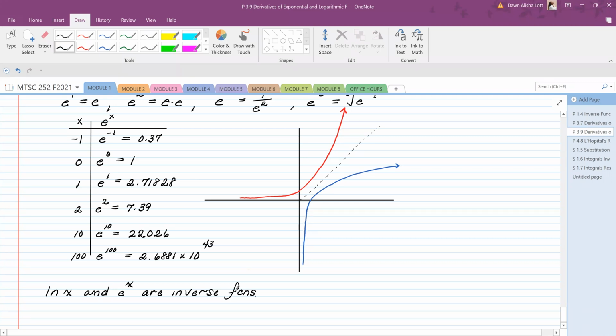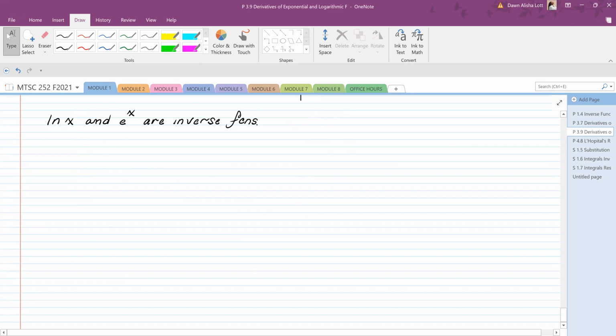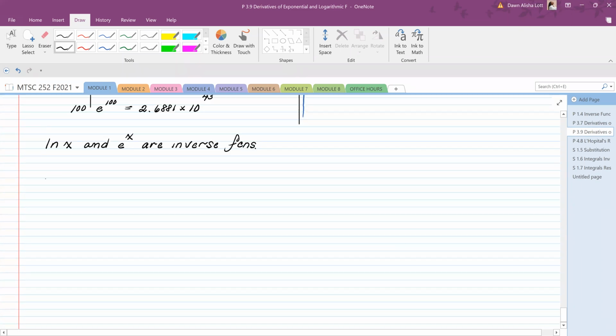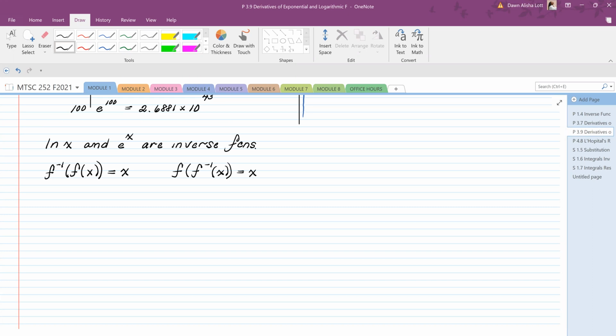So now there was one thing that I said to you when we were talking about inverse functions. We said that f inverse of f of x equaled x. And we also said that f of f inverse of x is equal to x. So as these things are inverse functions of each other, we get that the log of e to the x is simply, well, let's think.